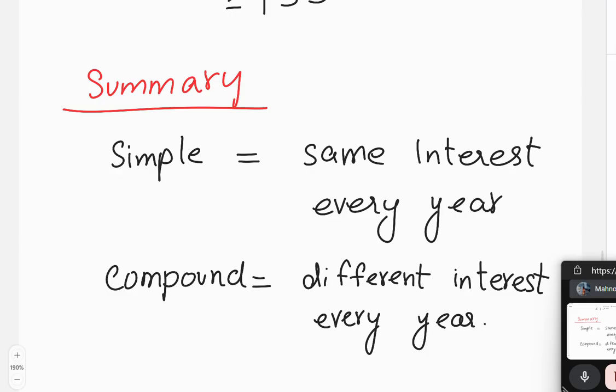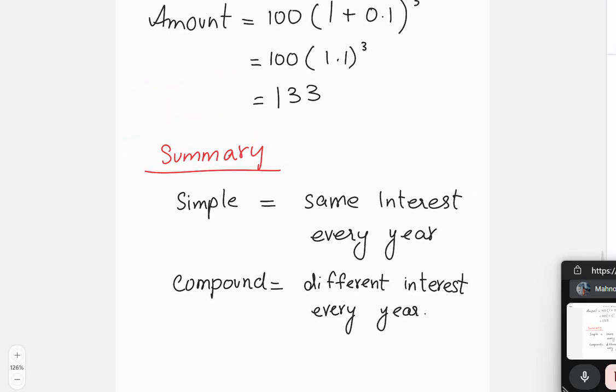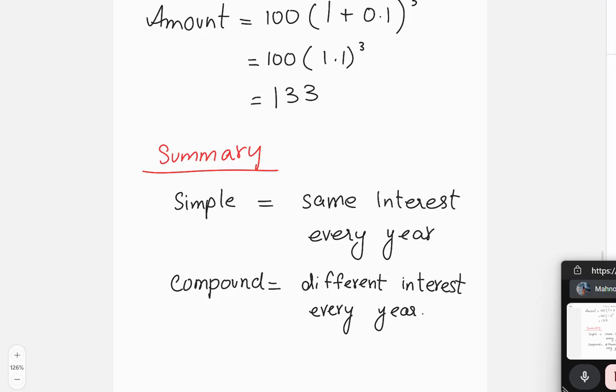Sometimes this gives you a question: what is the difference between the simple interest and compound interest? Or sometimes they give you a question and they ask you to work out the interest using the simple interest formula, and then work out interest using the compound interest, and then tell them the difference between them. So what are you going to tell them? That we get the same interest if you're using the simple interest, and we get a different interest each year if you're using the compound interest.